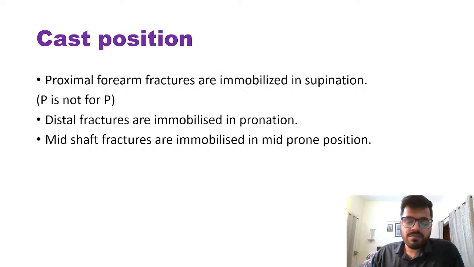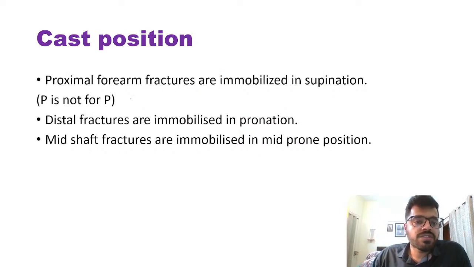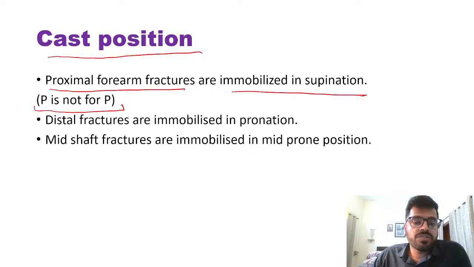In forearm fractures, what is the cast position? In what position should we put the cast? It is a simple mnemonic: P is not for P. That is, the proximal forearm fractures are immobilized in supination, not in pronation. Proximal fractures in supination, distal fractures in pronation, and mid shaft in mid prone.